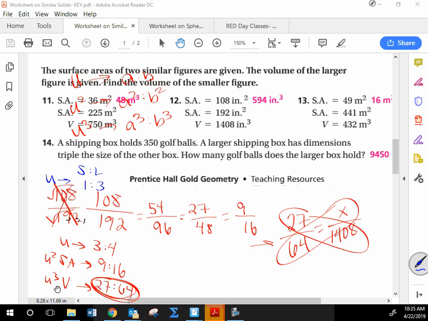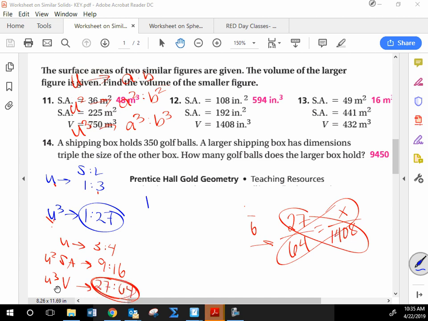And then it's talking about it holds 350 golf balls. What is that talking about? Volume. So I want my volume, which is units cubed. So it'd be 1 to 27. And I use this to set my proportion. That makes a lot more sense. So my volume ratio, 3 cubed is 27, and they told us it holds 350, and we want to know how much does the larger box hold.